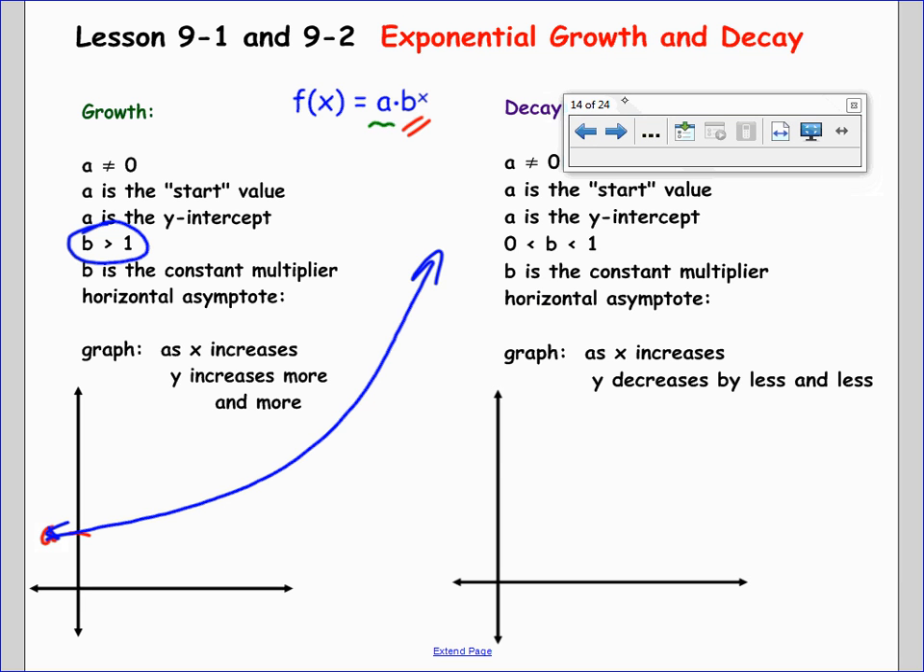Versus b values that are in between 0 and 1. This is like the value of my car, as time goes on, that was the 0.87. 87% of the previous year's value existed as each year went by. And so this is an example of exponential decay. We'll still have some initial value a on the y-axis, but now we'd be dealing with a picture that exhibits exponential decay. So we're decreasing as time goes on, and doing so at a decreasing rate.